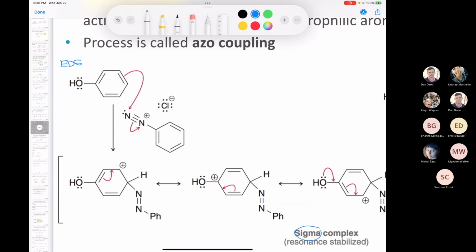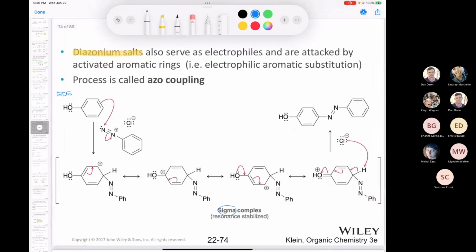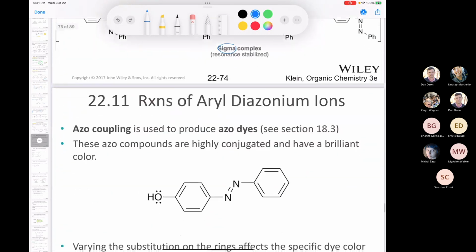Seen that before, haven't you? We draw all the different resonance structures of the sigma complex, and then the chloride from the diazonium salt ends up removing a proton to restore the aromatic ring, and you end up with this diazo compound. So we call this azo coupling, and we call this an azo compound. When we have two nitrogens in between our two aromatic rings, and the two nitrogens have a double bond in between them, this functional group is very commonly found in dyes.